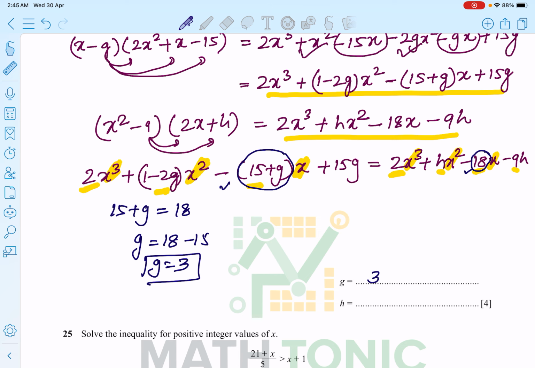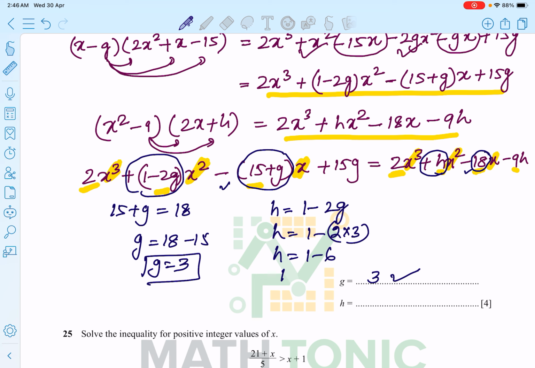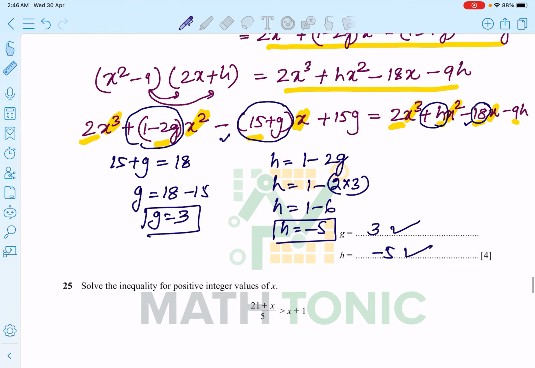Next we can say this is h, and that equals 1 minus 2g. Simple. So I can write h equals 1 minus 2g. The g value we already got is 3. So h equals 1 minus 2 times 3, that is h equals 1 minus 6. So we got h equals negative 5. Did you understand, everyone? So we got 3 and this is minus 5. Next.